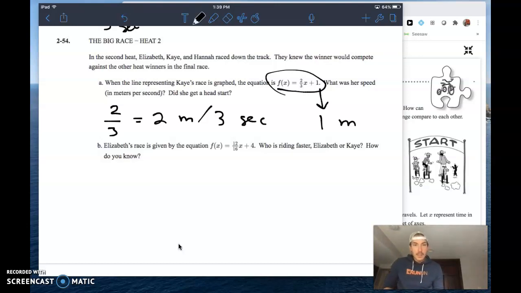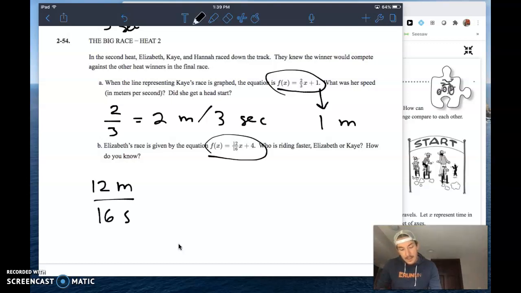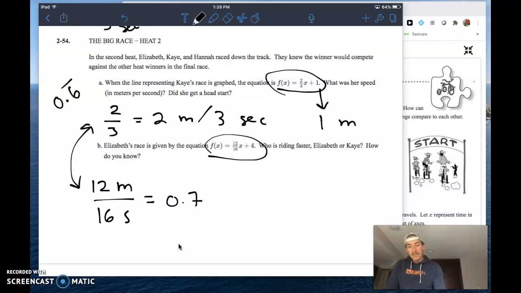All right, here's Elizabeth's equation right here. Who was riding faster, Elizabeth or Kay? Well, Elizabeth was 12 meters per 16 seconds, and that's initially a pretty tough task. So this is why we care about that unit rate. If I take 2 and divide by 3, that gives me 0.6 repeating. Well, what's 12 divided by 16? Well, 0.75 meters per second. Who's riding faster? Somebody's riding 0.6 repeating meters per second, or somebody's riding 0.75? That's our faster bike rider.